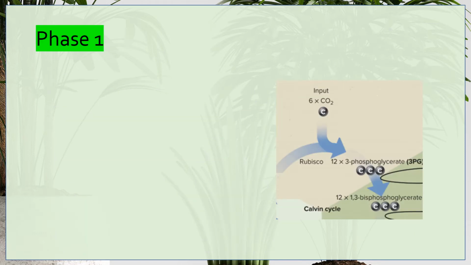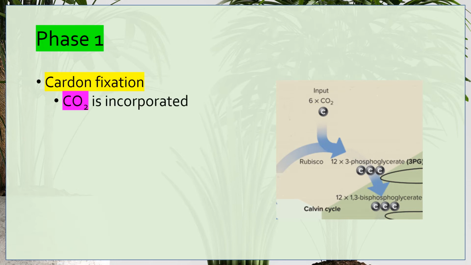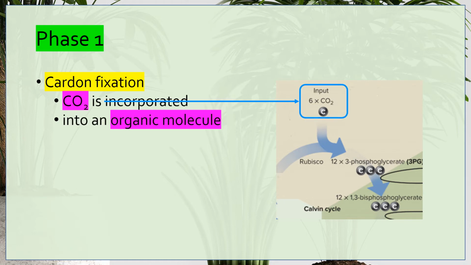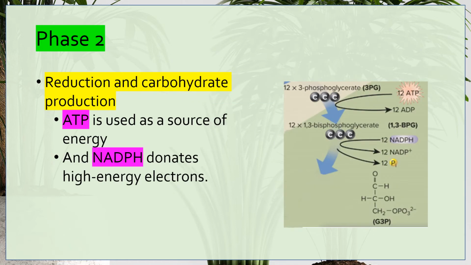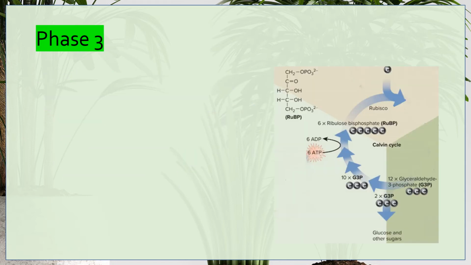Starting like we do with cellular respiration, we start with phase 1, which is carbon fixation. Carbon dioxide is incorporated into an organic molecule via Rubisco. In phase 2, we have reduction and carbohydrate production. ATP is used as the source of energy, and NADPH donates high energy electrons. In phase 3, we have the regeneration of the Rubisco.